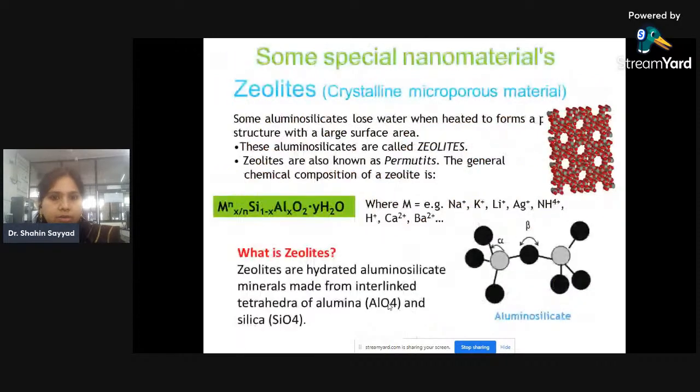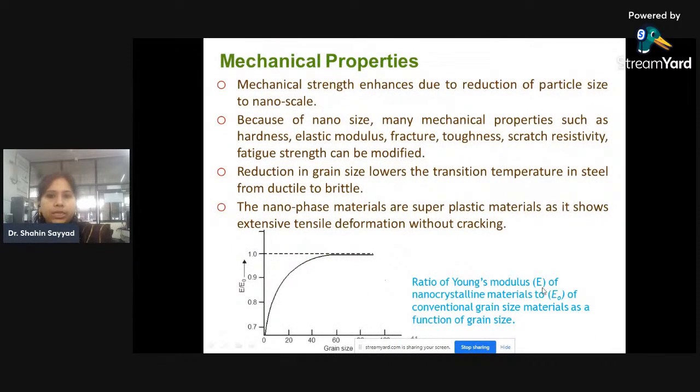The mechanical properties also change with respect to the size of the nanoparticles. Nanoparticles behave as superplastic material, and you can see that with the change in grain size, Young's modulus changes. Because of the nano size, many mechanical properties such as hardness, elastic modulus, texture, toughness, stress resistivity, and fatigue strength can be modified. All of these are attributed to the reduction of particle size and high surface to volume ratio. For mechanical properties, surface properties are responsible, that is, the high surface to volume ratio, and for electrical and optical properties, the quantum size effect is very important.